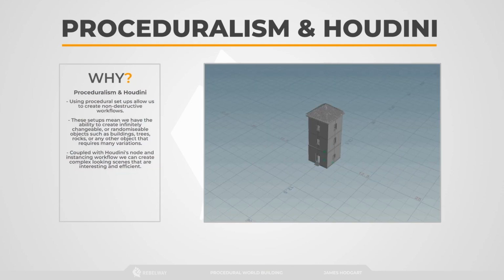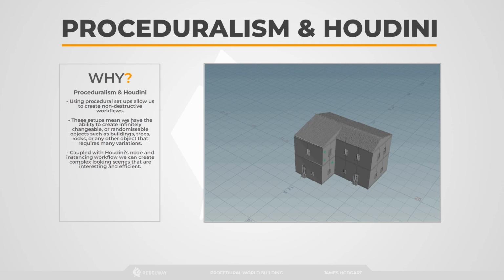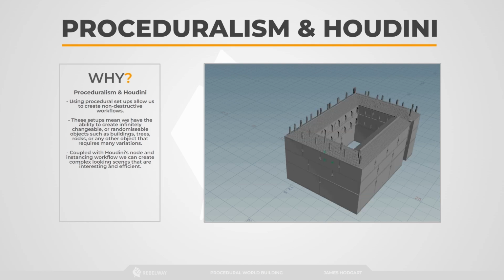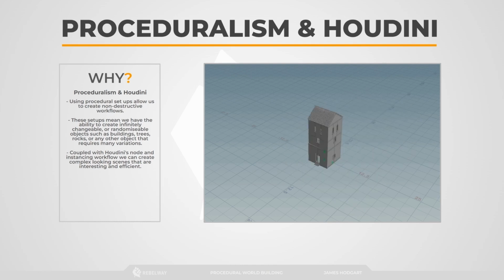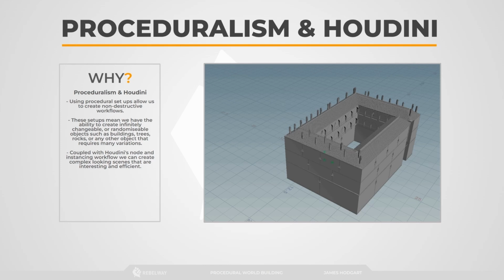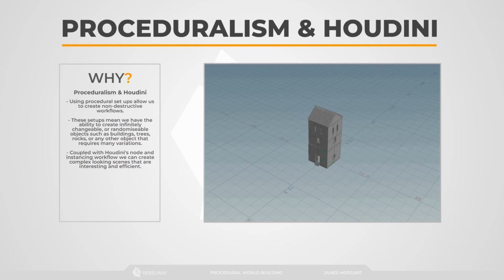Why is the next question. Using procedural setups allow us to create non-destructive workflows. These setups mean we have the ability to create infinitely changeable or randomizable objects such as buildings, trees, rocks, or any other object that requires many variations. And coupled with Houdini's node and instancing workflow, we can create complex looking scenes and objects that are interesting and efficient.